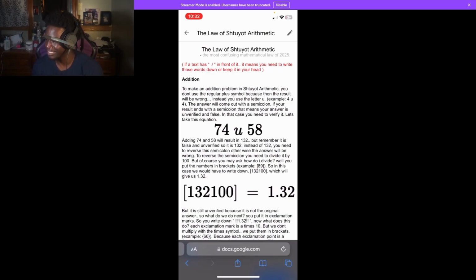This isn't crazy. This is just experience calc. Really, if your result ends with a semicolon, that means your answer is unverified and false. In that case, you need to verify it.